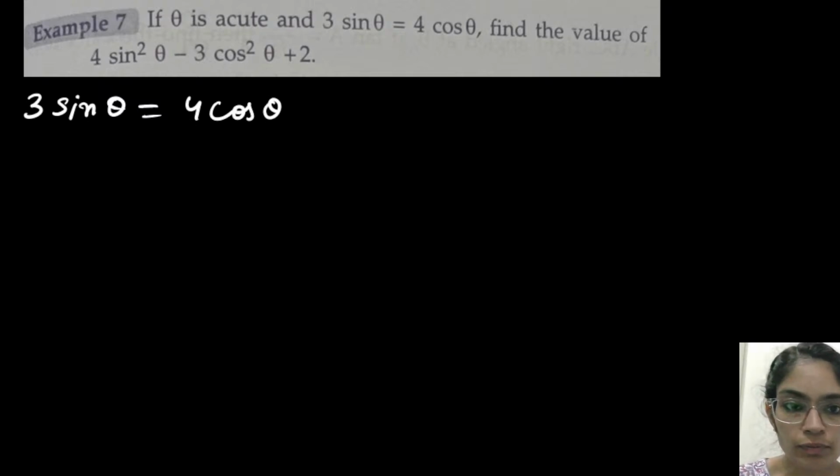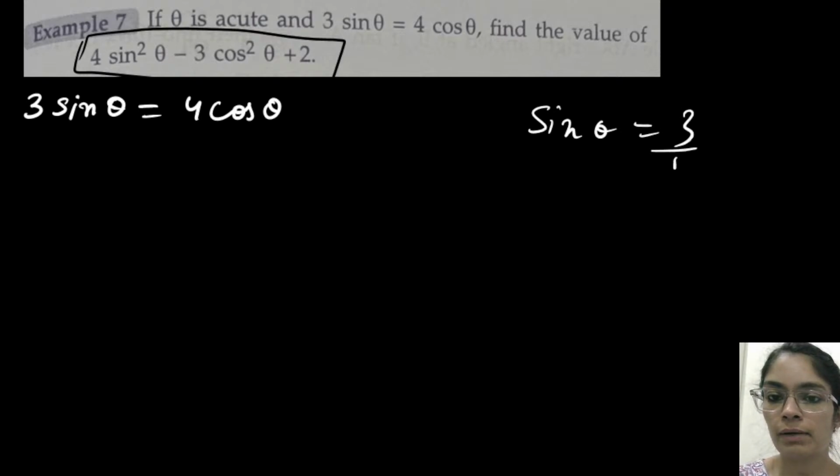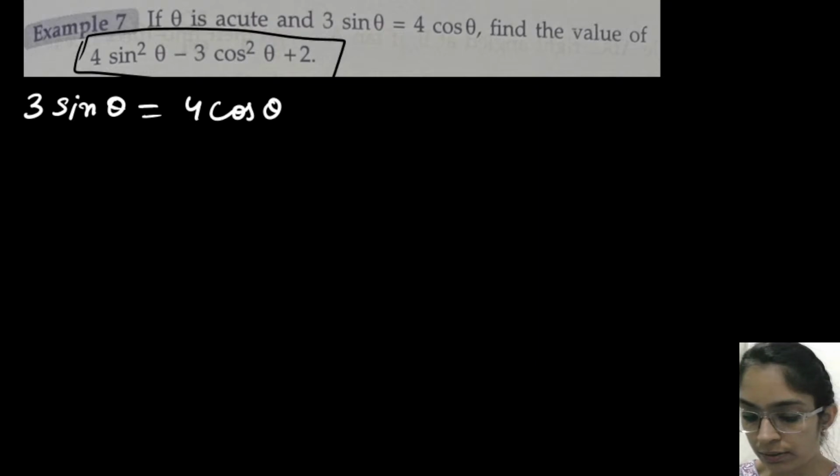And what we have to find? We have to find the value of this expression: 4 sine square theta minus 3 cos square theta plus 2. Now what is the difference between this question and the previous questions? In previous questions only one trigonometric ratio was given, like sine theta is equal to 3 by 4. But in this question one equation is given in which two trigonometric ratios are there: 3 sine theta and 4 cos theta.